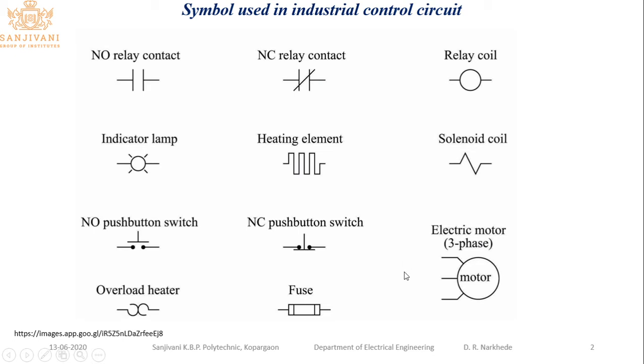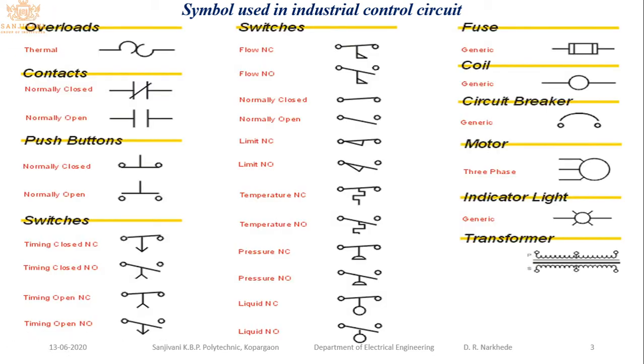Then in industry, the most commonly used motor is the three-phase induction motor, so this is the symbol of the motor. This is the overload, and this is the fuse. So these are some symbols. Along with this, there are some other symbols also. For overload, you use this symbol. For NC contact in a PLC ladder diagram, you use this symbol.